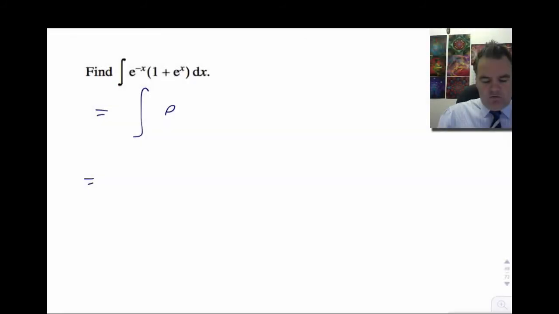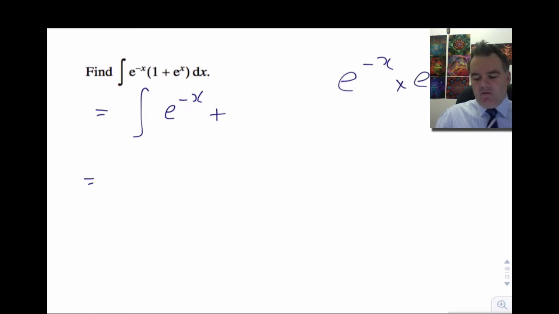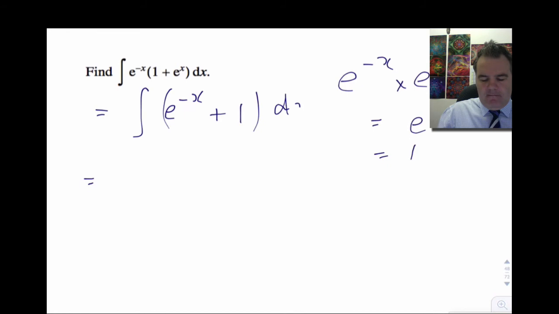What I can do is multiply out the brackets. e to the negative x times e to the x. The bases are the same, so we add the powers. Negative x plus x is 0, so that is just 1. And now we've got a simple integral that we can do. The integral of e to the negative x is negative e to the negative x plus c.